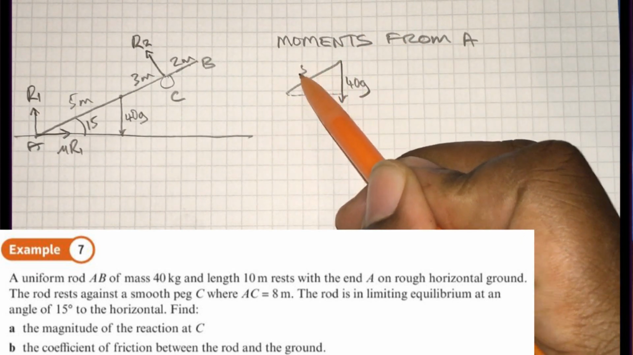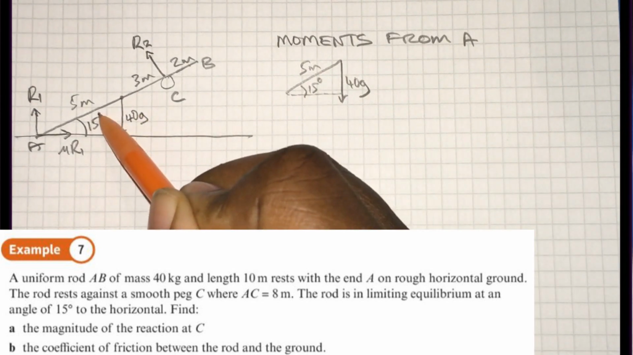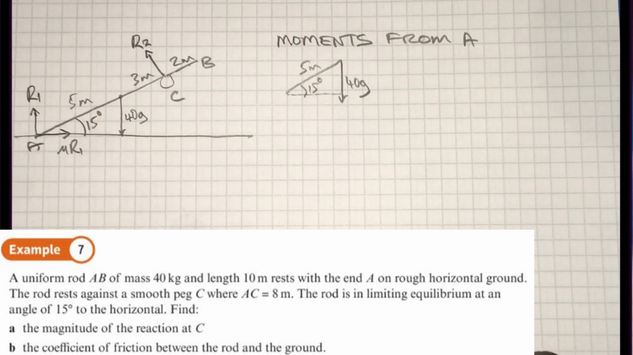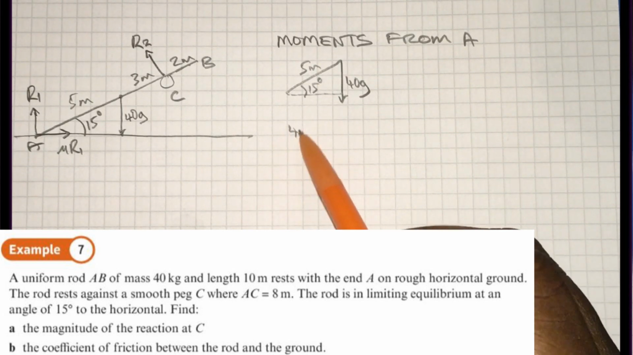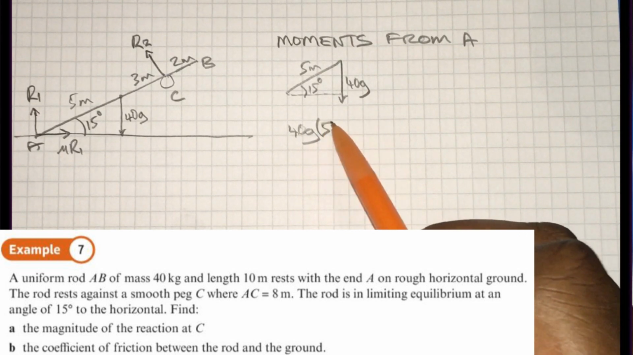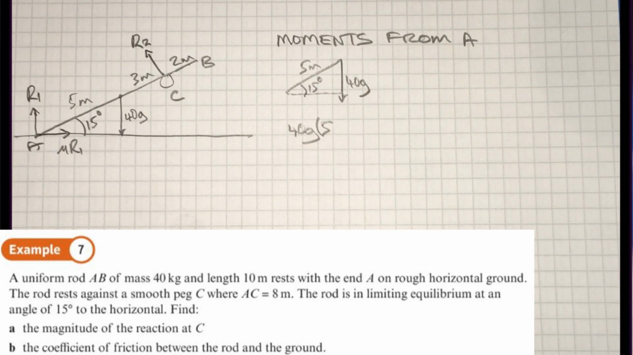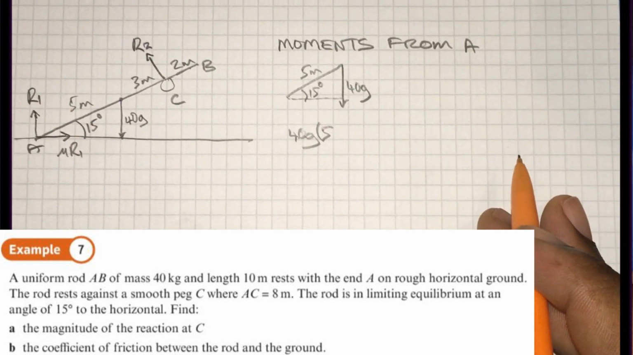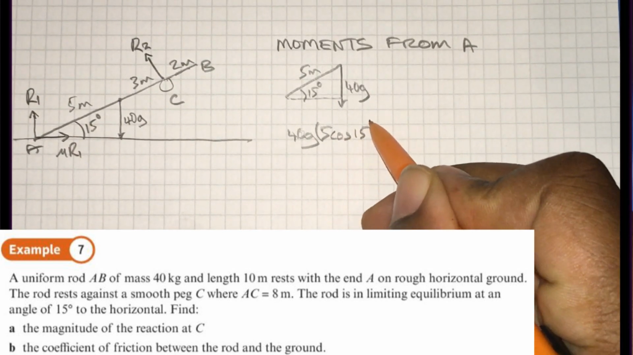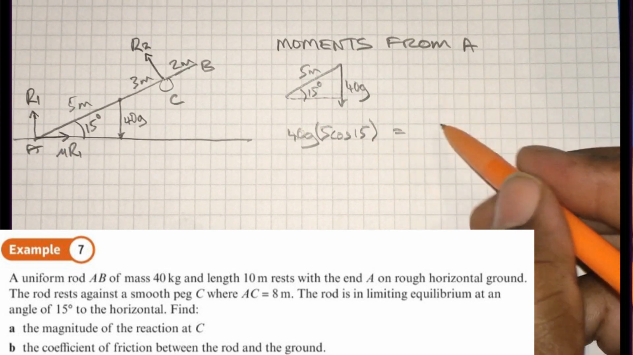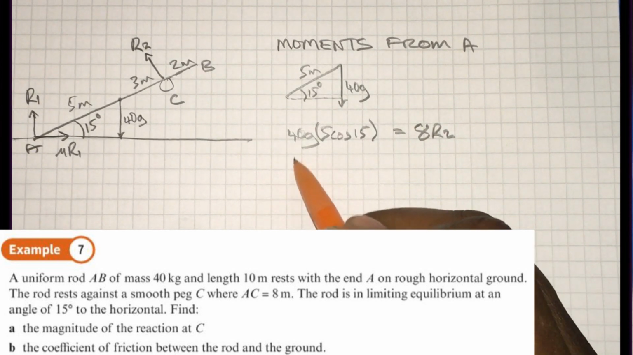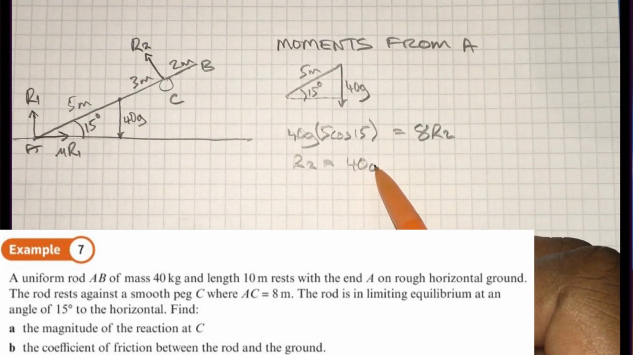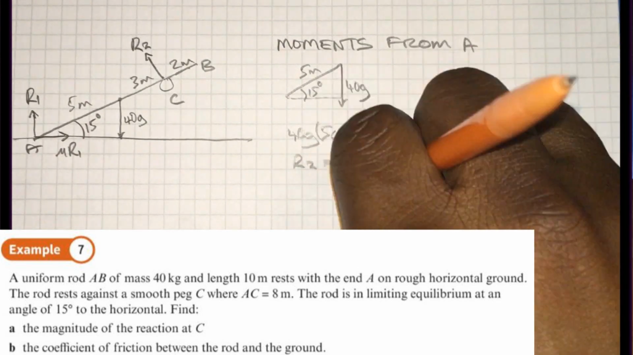Okay, since the 40G isn't perpendicular or parallel to the rod, I'm going to quickly draw a diagram to help me calculate the moment correctly. The perpendicular distance to the line of action of the force is going to be 5 cosine 15. Okay, so that was the point of the diagram, just to quickly make sure I've got the right value. Anyway, that's the only clockwise moment, and the anti-clockwise moment is a lot easier to find. It's 8, the perpendicular distance to R2. So 8R2.